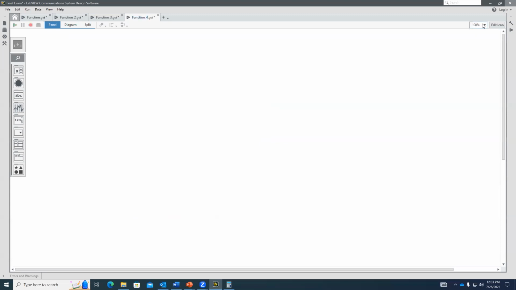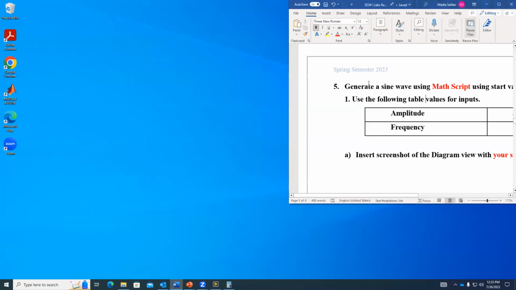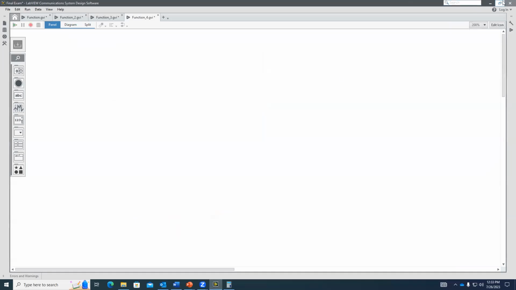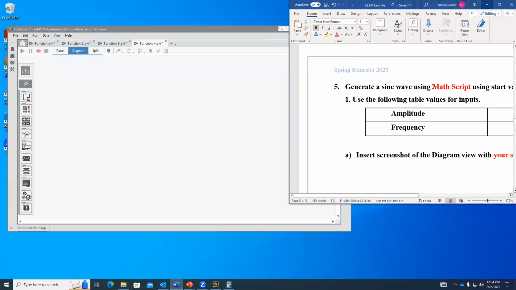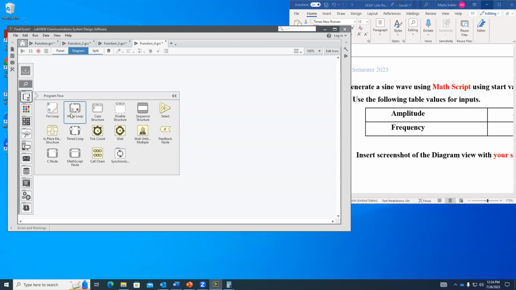New VI, make it 200. I make it here and make this one like this. Okay, go to the diagram. Now we need what? Math script. So you go here, program flow. From here, you bring math script node.